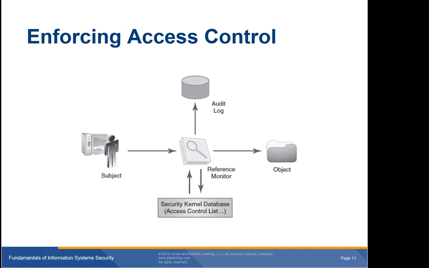This figure shows a request for access coming from the subject to a particular object, in this case a file. The reference monitor intercepts the access request. The access is granted according to the rules in the security kernel database. The rule base might be an access control list, a directory, or another repository of access permissions. If the rules permit the access request, the reference monitor permits access and creates a log entry.